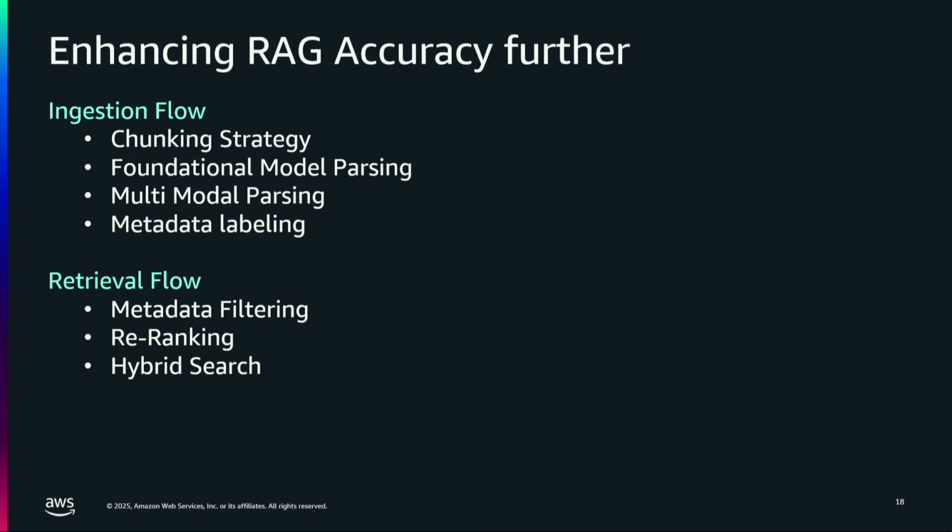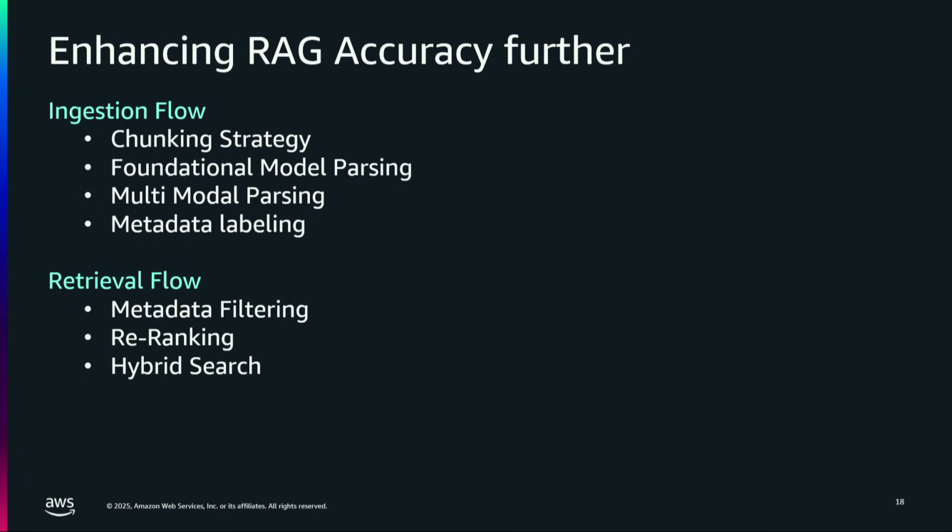So some of the strategies are chunking strategies. We used fixed chunking over here, but there are other chunking strategies like semantic chunking, where it keeps the semantically similar embeddings near to each other, so that within the same chunk you can find it.